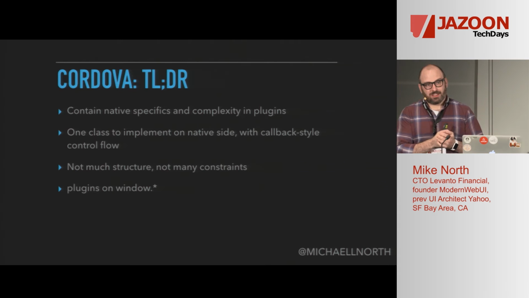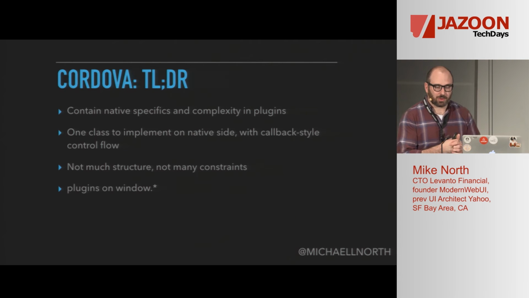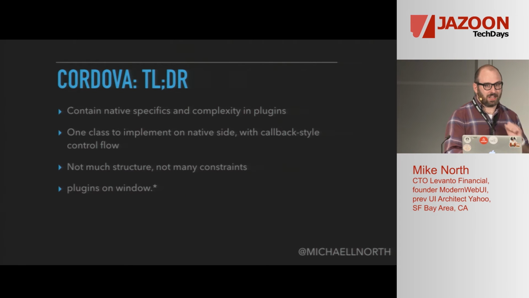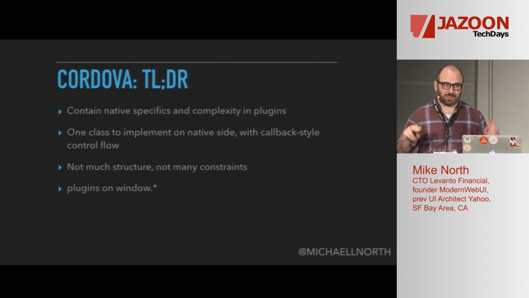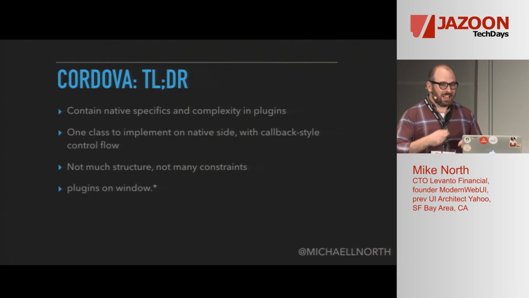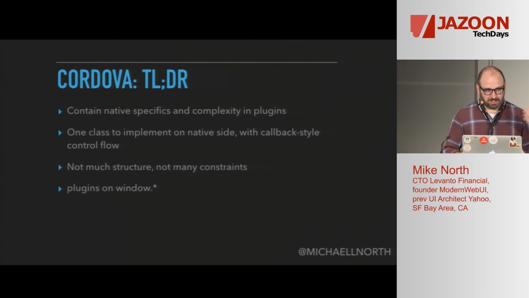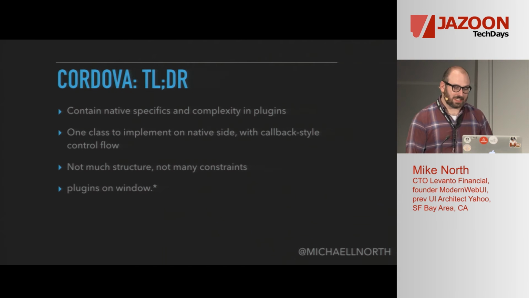You only have one class to implement, regardless of whether you're talking to Objective-C or Swift or Java, just one class. And it's a callback style control flow, right? We pass in a success callback, an error callback, everything works. A point to remember, although it kind of depends whether this is a pro or a con, there's not much structure, and you could see that we just have this exec method when we implemented our Java, and we were just looking for the string, and that's the method that was invoked. That gives you a lot of flexibility, but it also doesn't give you much structure. So if you decide to build a bunch of plugins or modules that are fairly complex, make sure that you establish your own conventions and stick to them. And finally, plugins end up being pinned to the window object, and so they are available as globals in your browser-based code.